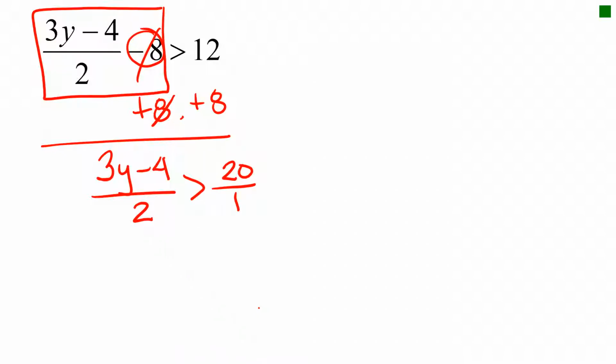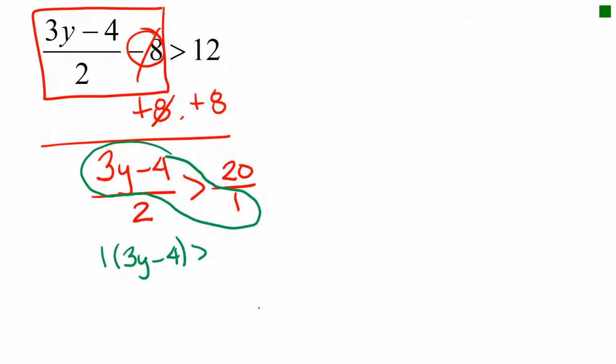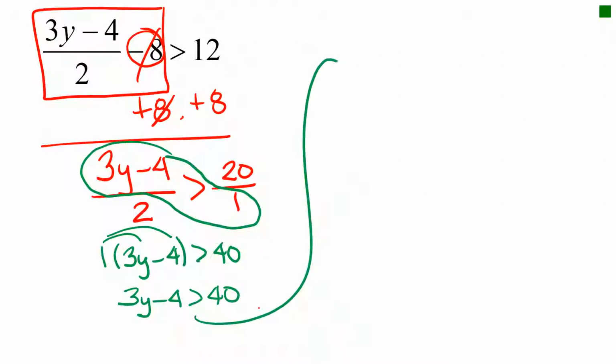At this point, I'm going to put it over 1. And I'm going to make that first bubble. I'm a one bubble girl. And I get 1 times 3y minus 4. Keep the sign. 2 times 20 is 40. When I distribute, 3y minus 4 is greater than 40. I'm out of room. So 3y minus 4 is greater than 40.